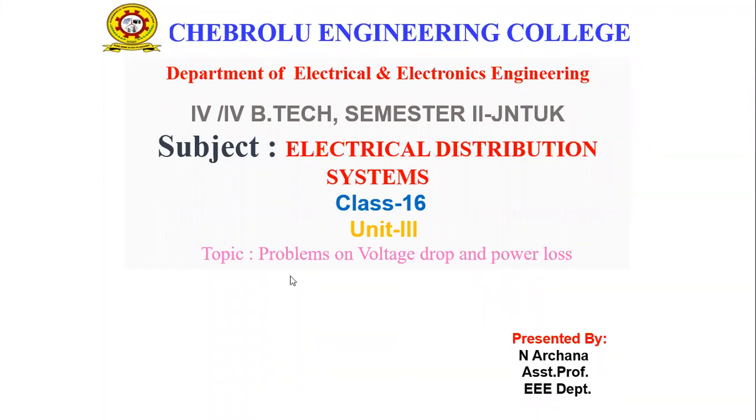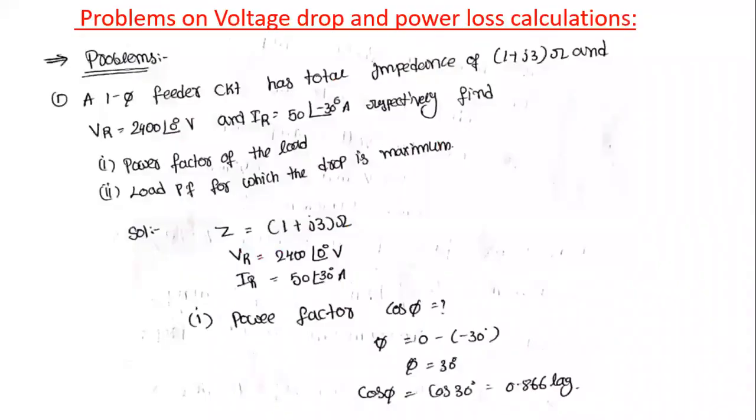Okay, today we are going to discuss problems on voltage drop and power losses calculation in the case of distribution systems. Coming to the first problem, a single phase feeder circuit has a total impedance of 1 plus j3 ohms, and VR is 2400 at an angle of 0 degrees volts and IR is equal to 50 at an angle of minus 30 degrees amperes respectively.